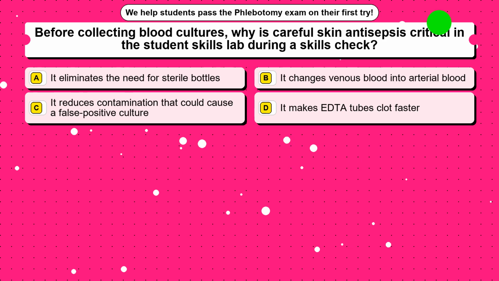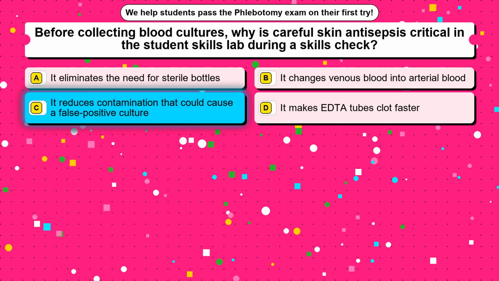Question 43. Before collecting blood cultures, why is careful skin antisepsis critical in the student skills lab during a skills check? Option A. It eliminates the need for sterile bottles. Option B. It changes venous blood into arterial blood. Option C. It reduces contamination that could cause a false positive culture. Option D. It makes EDTA tubes clot faster.